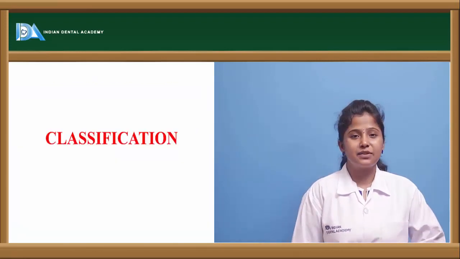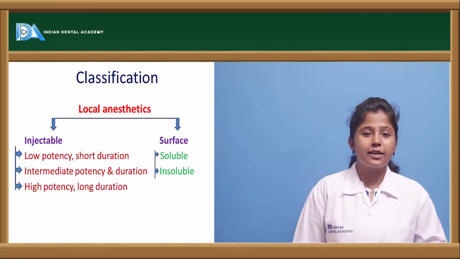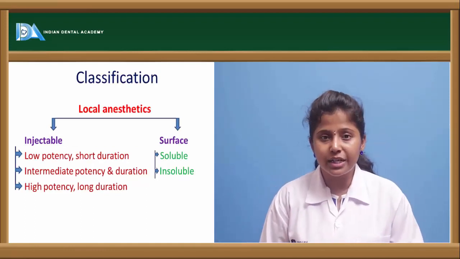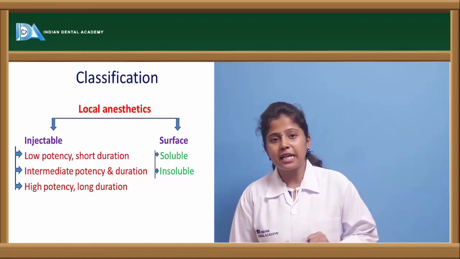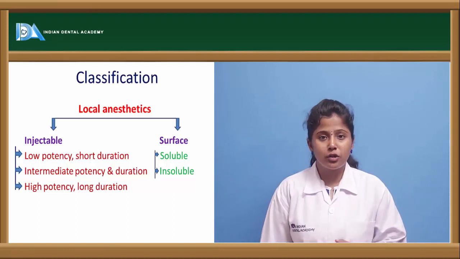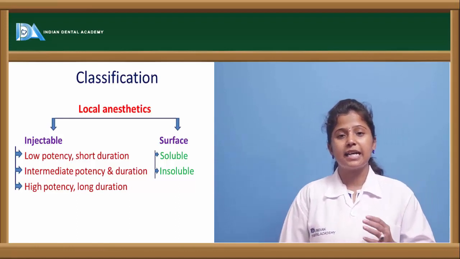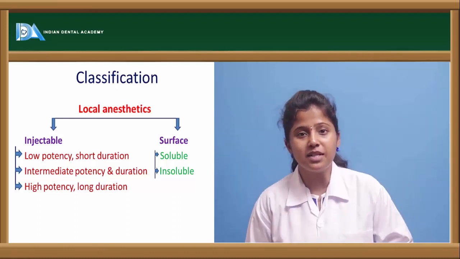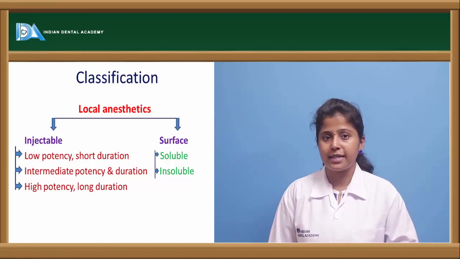Now let us see the classification of local anesthetics. Local anesthetics are categorized into two categories: one is injectable and the other is surface agents. Injectables are further classified into three categories: low potency and short duration, intermediate potency and intermediate duration, as well as high potency and high duration. Whereas surface agents are further classified into soluble anesthetics and insoluble anesthetics.